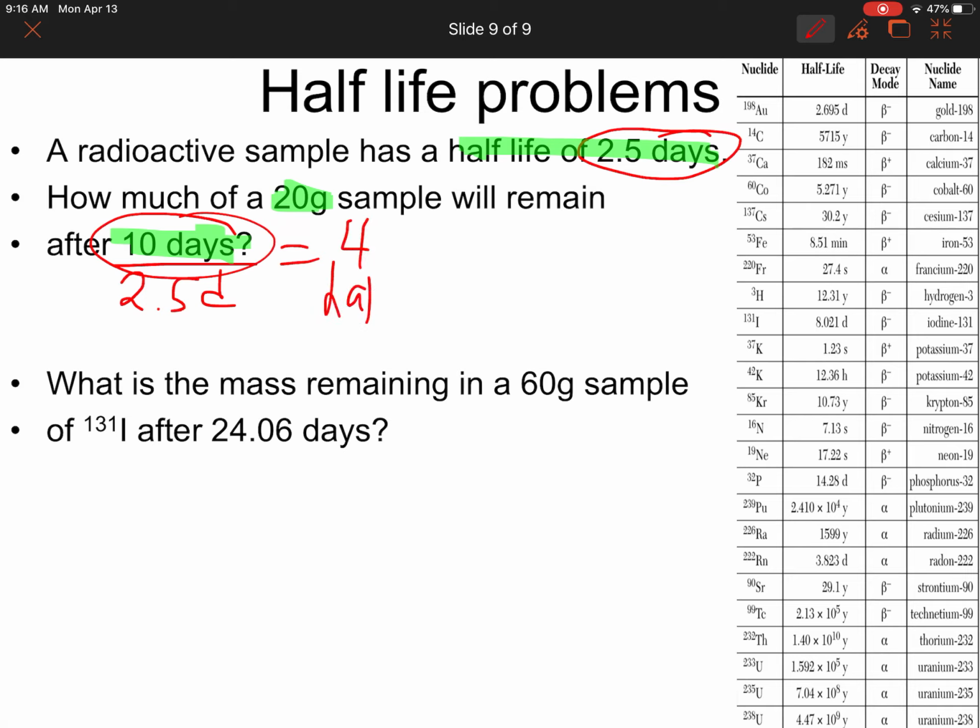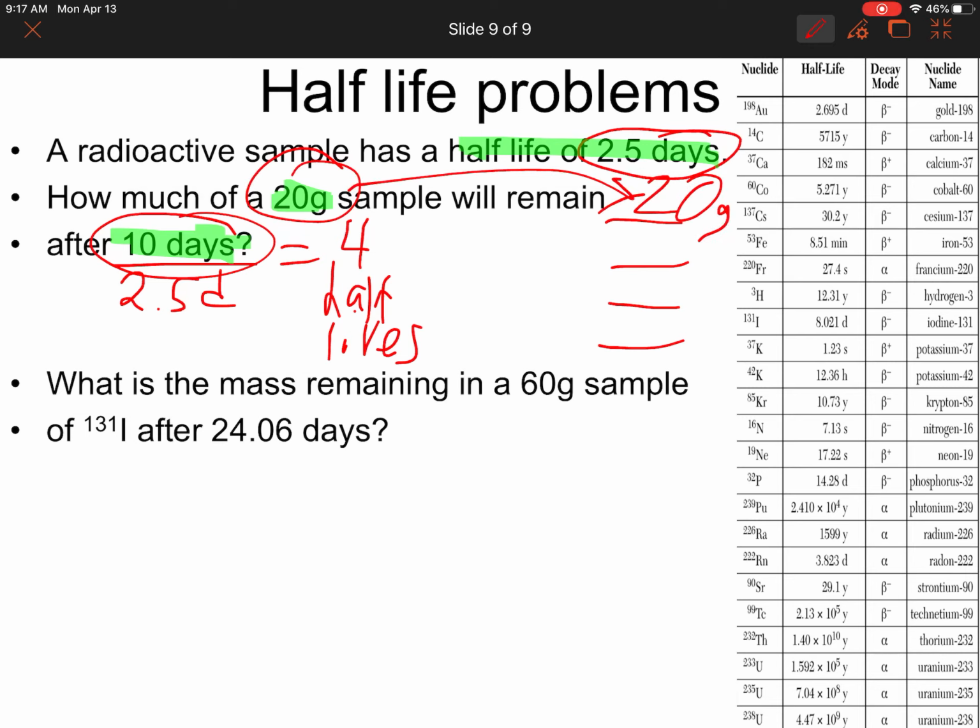4 half-lives. Very good. So how many lines do we draw? 4. 1, 2, 3, 4. How many grams do we start with here? 20 grams. What's half of 20? 10. Half of 10, 5. 2.5. 1.25 grams is our final answer there.